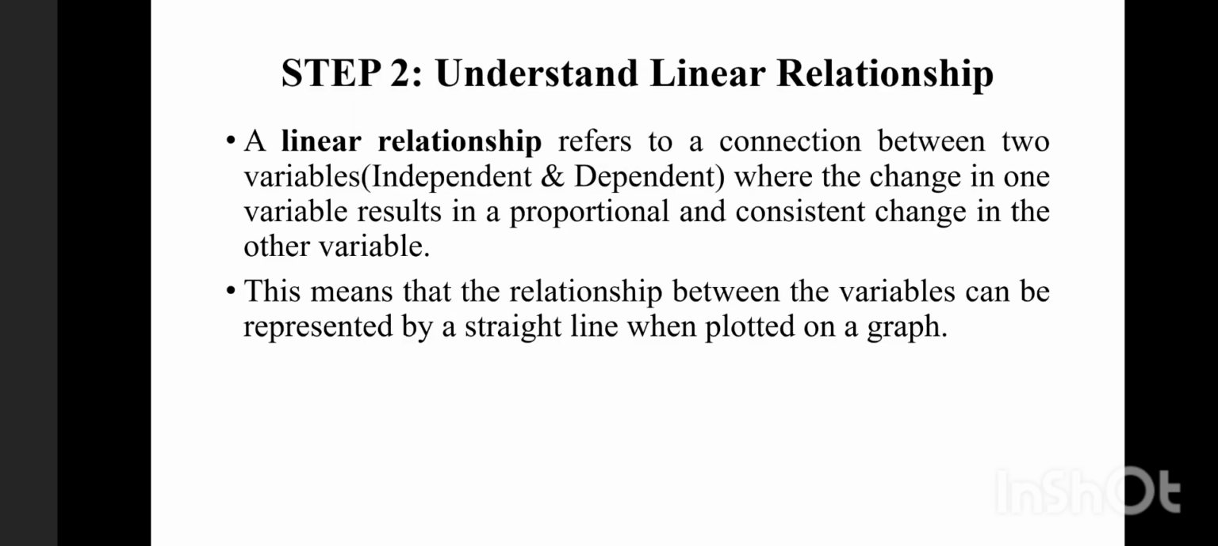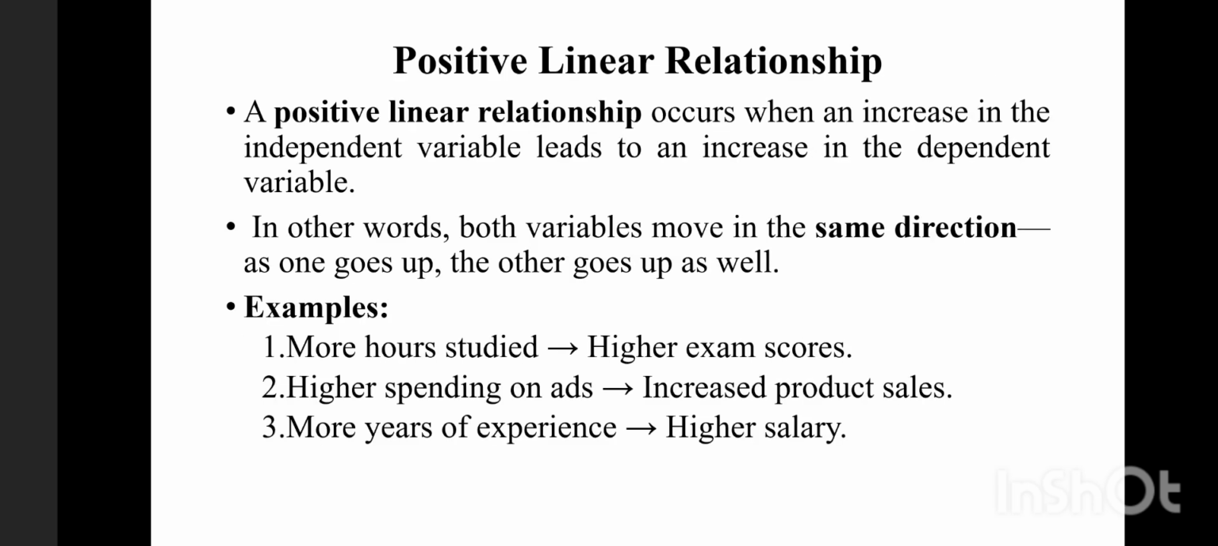Understanding linear relationship. A linear relationship means a consistent change between two variables. This relationship can be represented using a straight line graph. Linear relationship helps in easier prediction analysis. Two types of linear relationships. One is positive linear relationship. In a positive linear relationship, both variables move in the same direction. For example, more study hours usually lead to higher exam scores. Both variables increase together. For the positive relationship example, we conclude that advertisement spending and product sales, as one variable increases, the other variable also increases. This creates an upward trend in the graph.